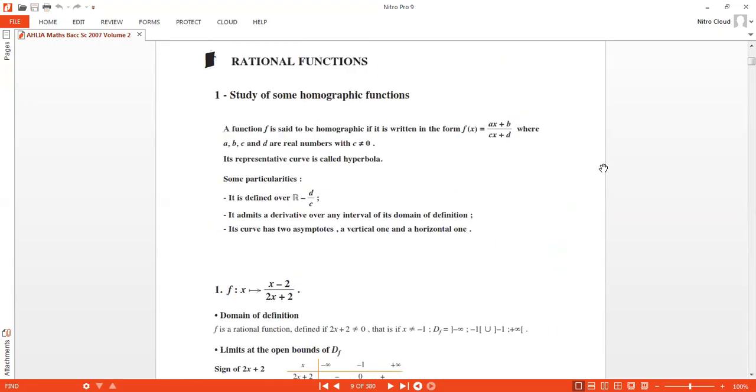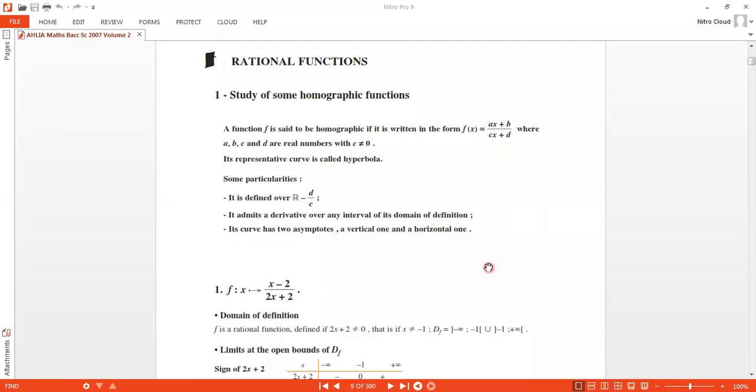let us remember together that we have types of functions that are in the form of ax plus b over cx plus d. This form means we have first degree over first degree. In this function, the domain of definition is all the real numbers minus d over c. Also, it admits a derivative. And we have two asymptotes. The first one is vertical because we have in the denominator first degree. And the second one is horizontal because if you take the highest over the highest, you're going to have a over c as a horizontal asymptote.